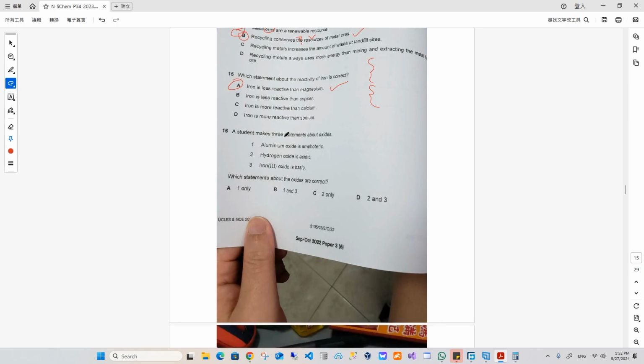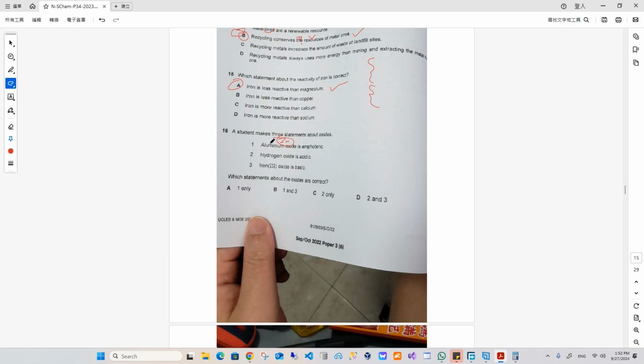A student makes three statements about oxides: aluminum oxide, and phosphoric oxide. Amphoteric oxides only have three: aluminum, zinc, and one more. I think it's tin. Yes. In your syllabus, aluminum and zinc. I don't know if even zinc is considered. So if you didn't learn about zinc, just think about aluminum oxide.